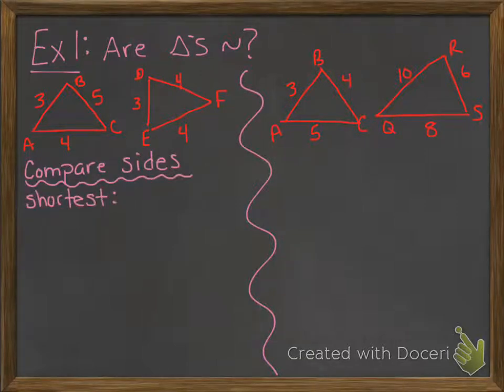All right, what is the shortest side of my triangle ABC? 3, which is AB, right? What's my shortest side of DEF? DE, which is also 3. So I'm going to take AB, my shortest side, and put it over DE, my shortest side. And then I plug in the numbers.